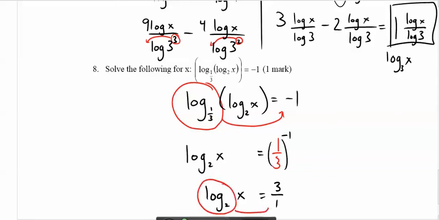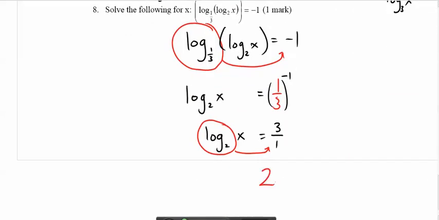So now I can move the log base 2 to the other side by making it the base, pushing 3 over 1 up into the exponent. So x is 2 to the power of 3, 2 times 2 times 2, which is 8.